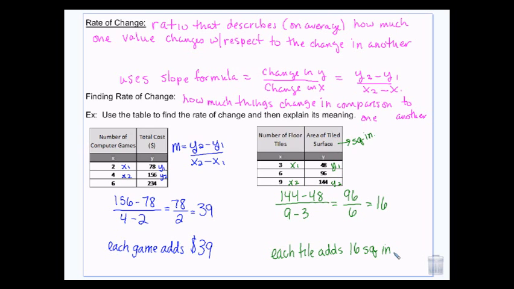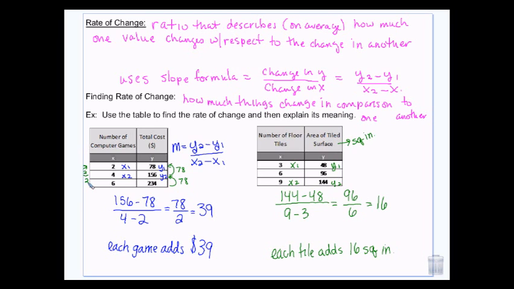How come it doesn't matter which one we do? Like on the first one, we did x1 and x2 for 2 and 4. How come it doesn't matter if we do 4 and 6 or 156 and 234? The difference between 156 and 78 is 78. The difference between 234 and 156 is 78. Is it always going to be like that? Not always. We're going to talk about that in a second. Here I've got 2 and again 2. And that's why I can use any points, because the space between them is the same.